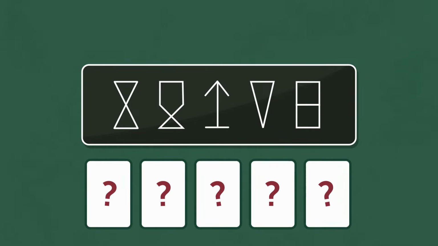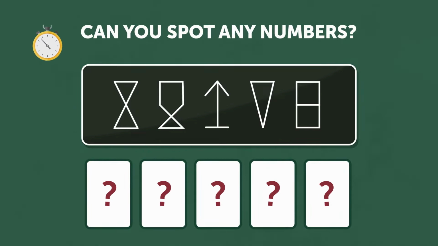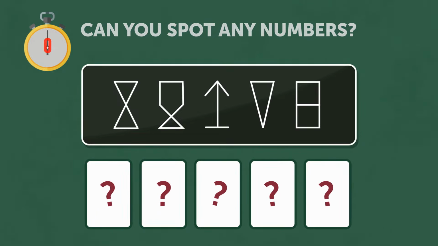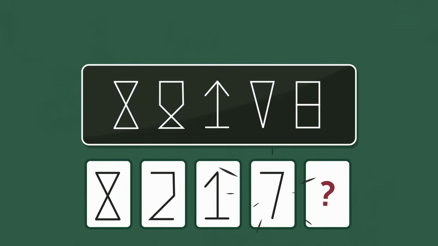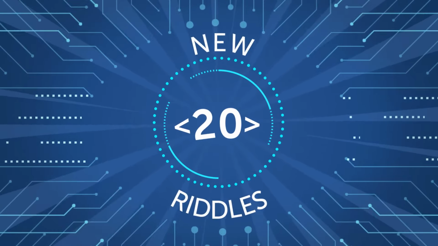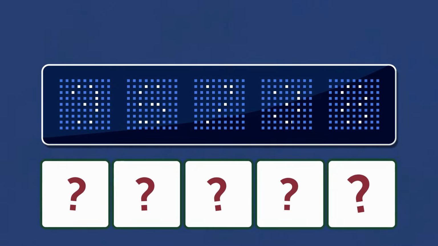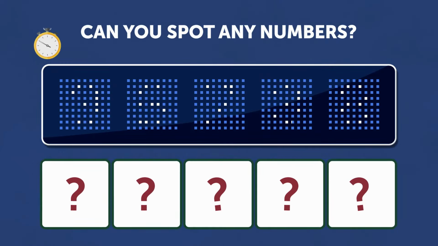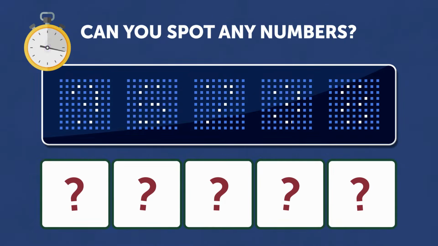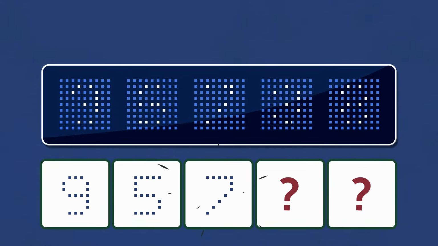This pattern is pretty tricky. Can you spot any numbers? It's 82,175. Can you spot any numbers hidden in these symbols? That's right, it's 95,738.